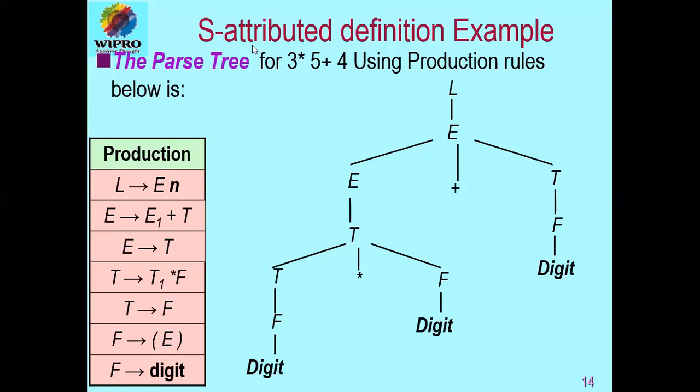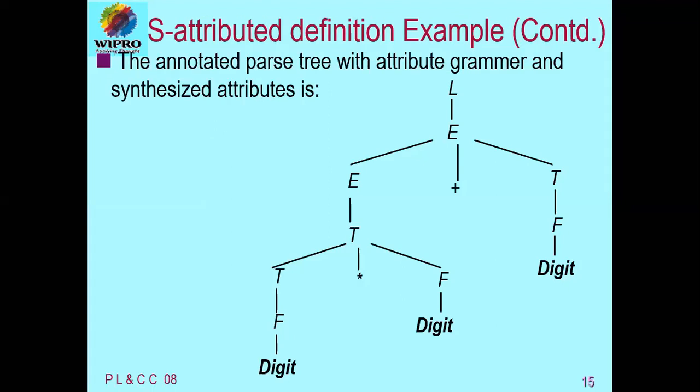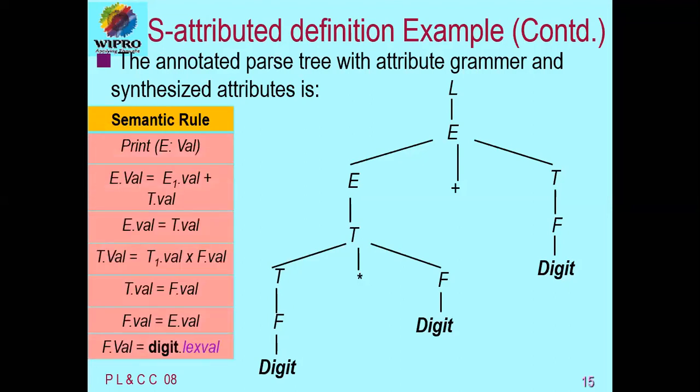Then how exactly to compute? This is just a derivation of a string from the grammar, which we know very well. That's not the thing. We need to go for a semantic analysis, or S attributed derivation. Have a look at this quickly. This is our semantic rules. For E, T, or F, val is the attribute. The next thing is to attach the values. Digit dot lex val is whatever value is returned from the lexical analyzer. Here it is 3. F is producing digit, so F dot val is equal to 3 in this case.